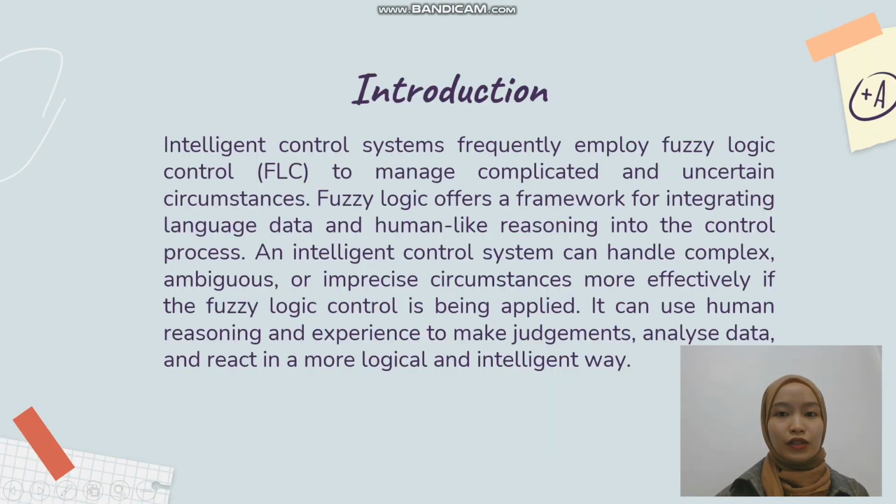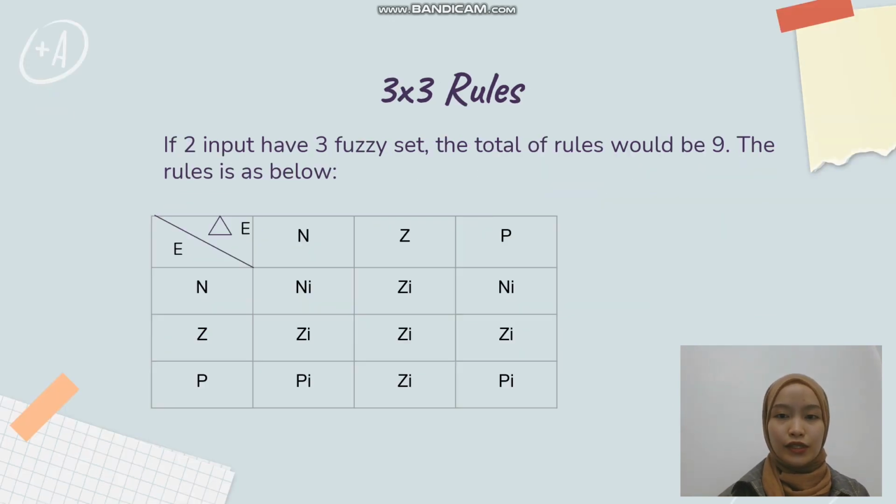For the introduction, an intelligent control system frequently employs fuzzy logic control (FLC) to manage complicated and uncertain circumstances. This FLC helps an intelligent control system to handle complex, ambiguous, or imprecise circumstances more effectively, and it can use human reasoning and experience to make judgments, analyze data, and react in a more logical and intelligent way.